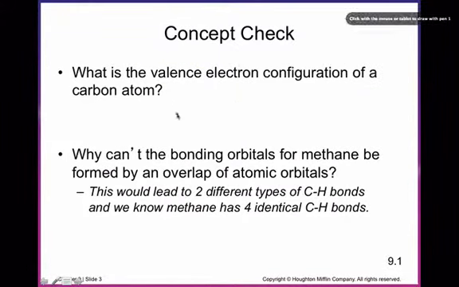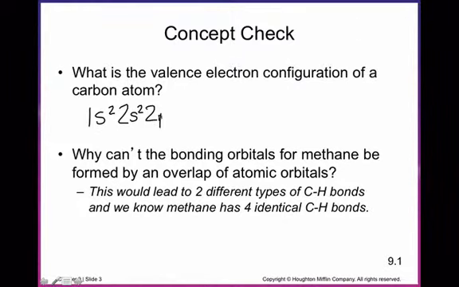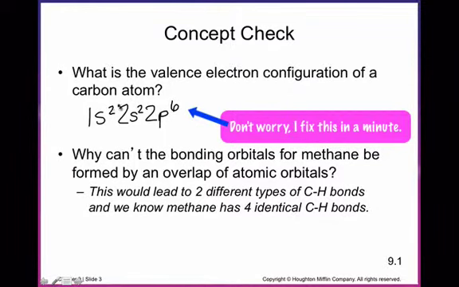So then it asks more about methane. What is the valence electron configuration of a carbon atom? Well, a carbon atom, if we remember back, is 1s2, 2s2, 2p2. And since they're asking just about the valence electron configuration, we would look at only these second energy level electrons.